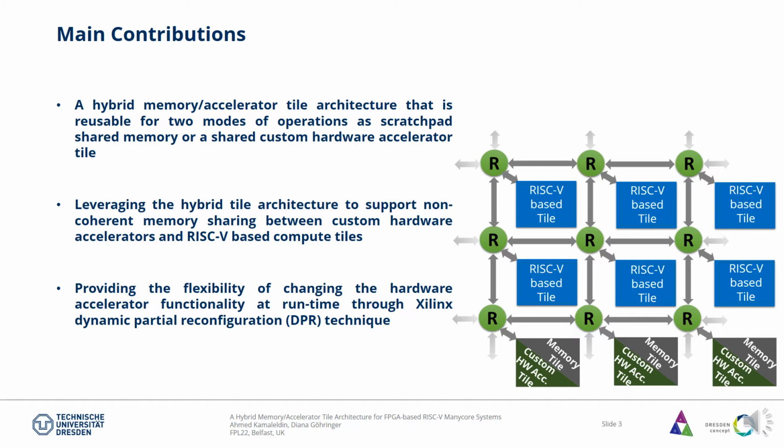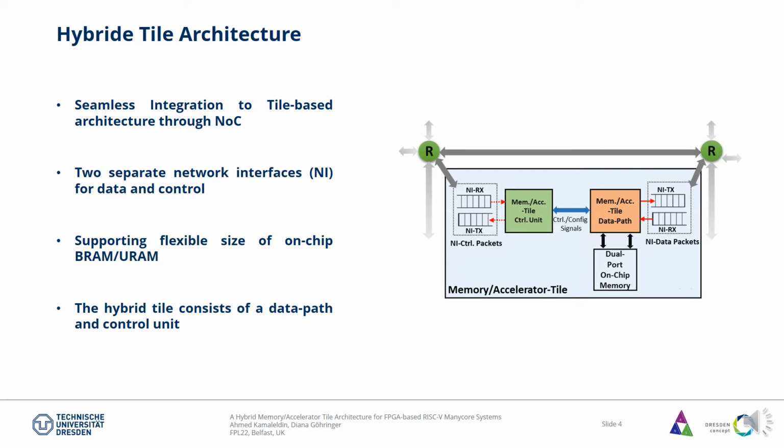The hypertile architecture supports a non-coherent memory that can be shared between the compute tiles, and it also provides the flexibility to change the hardware accelerator functionality at runtime through the Xilinx dynamic partial reconfiguration technique. The hypertile architecture can be seamlessly integrated into a tile-based architecture through the network on a chip. Two separate network on a chip interfaces are provided for data and control signals. It supports the flexibility to change the size of on-chip memory. The hypertile consists of a data path and a control unit.